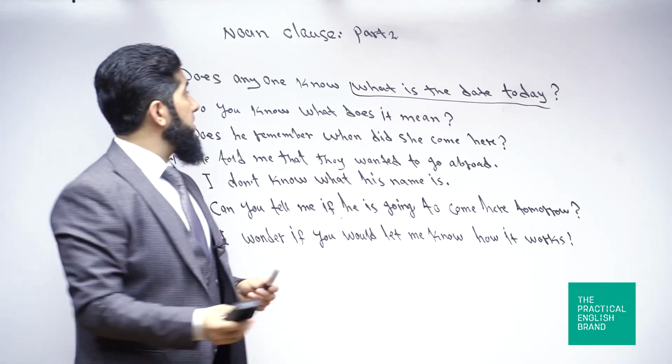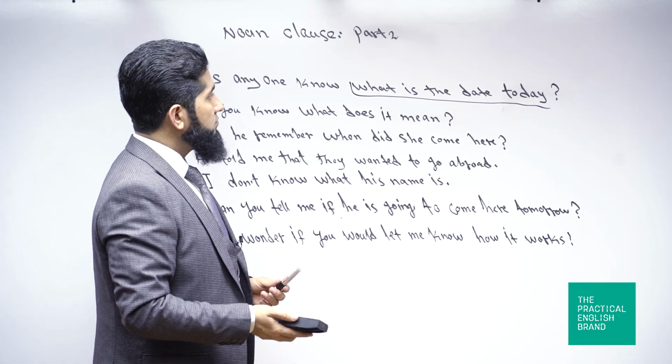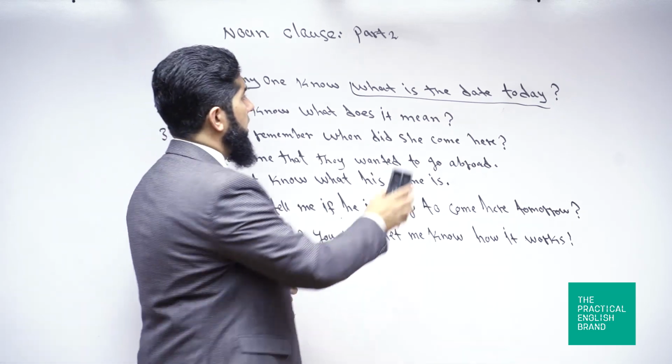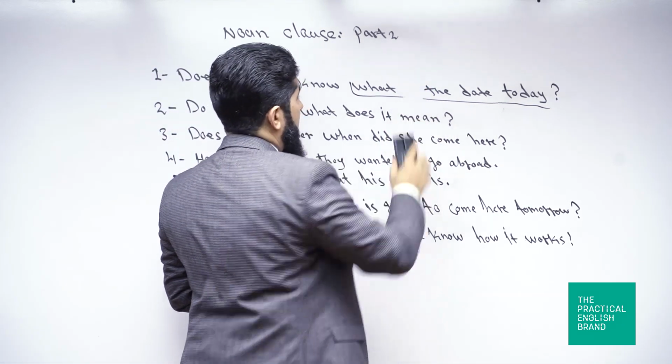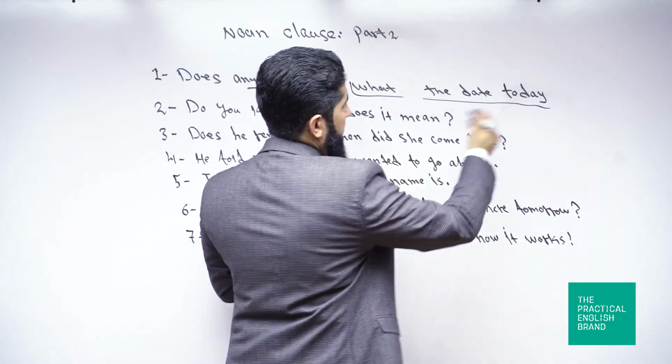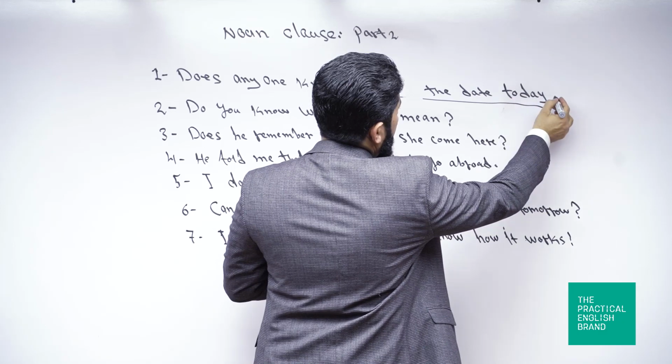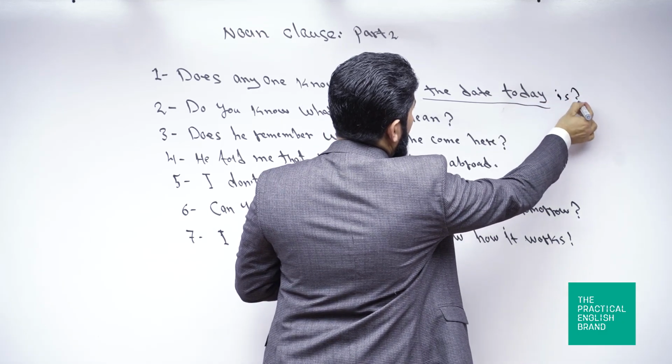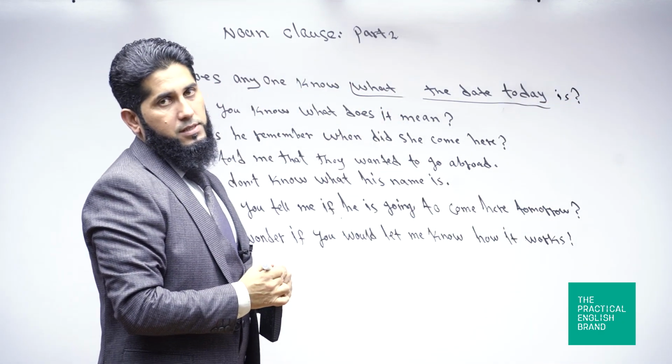If somebody says, does anyone know what is the date today? That will be incorrect. So we need to remove the to be verb and bring it after the subject, the date. The date is our subject. Does anyone know what the date today is? Now, this is the correct sentence.